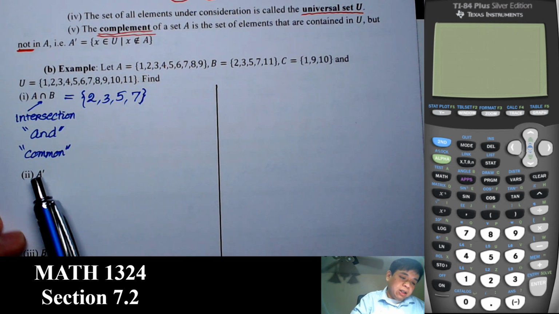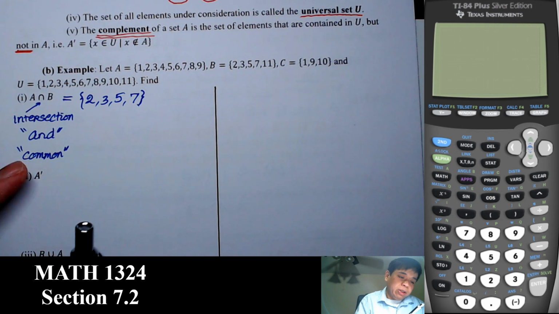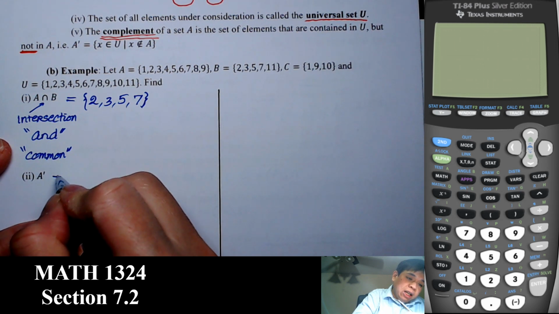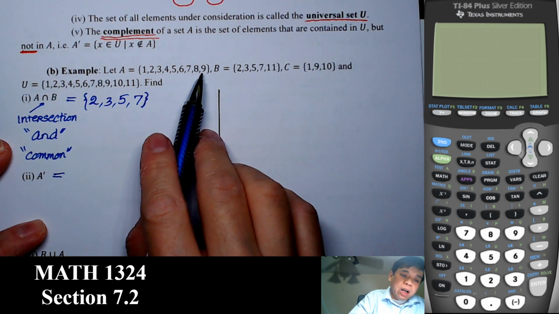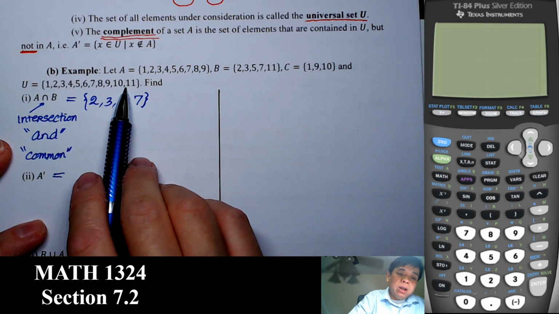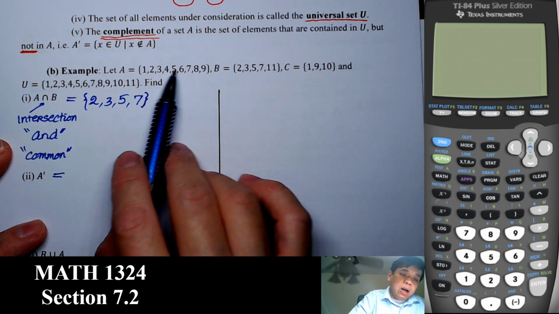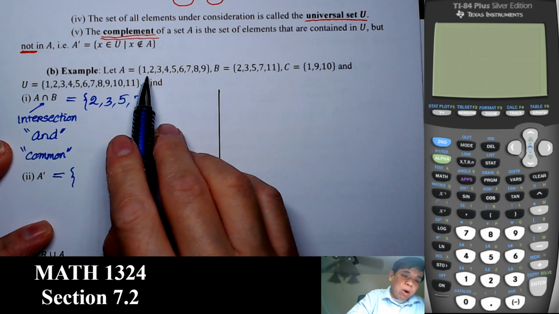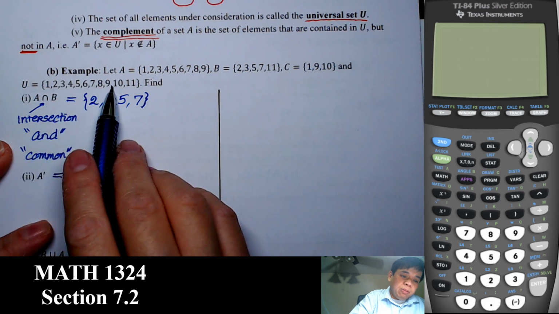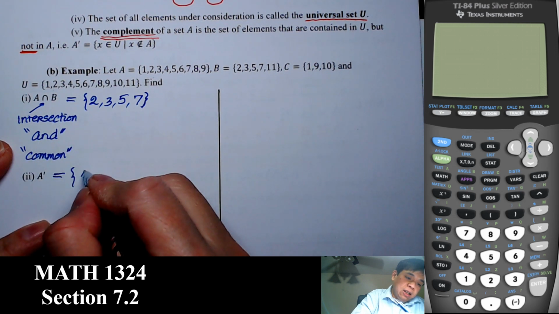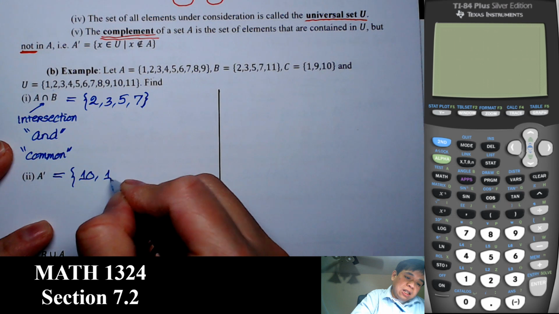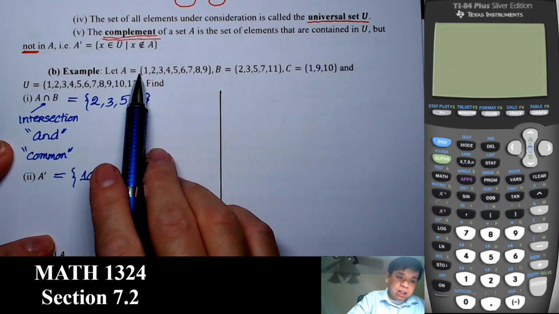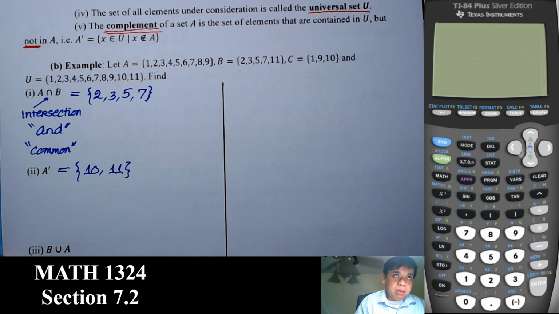Next we have the prime or the apostrophe or whatever you call that. That means complement. So it's going to be not in A. So A has 1 to 9 and U is 1 to 11. So if we take that out from everything that's not in A, the complement cannot have 1, 2, 3, 4, 5, 6, 7, 8, 9. So we have the 10 that is not in A. 11 that is not in A, but it is in U. So pretty much whatever is not in A, that will be the complement.